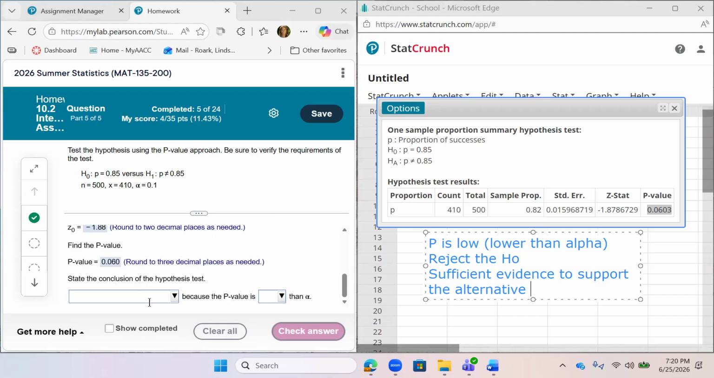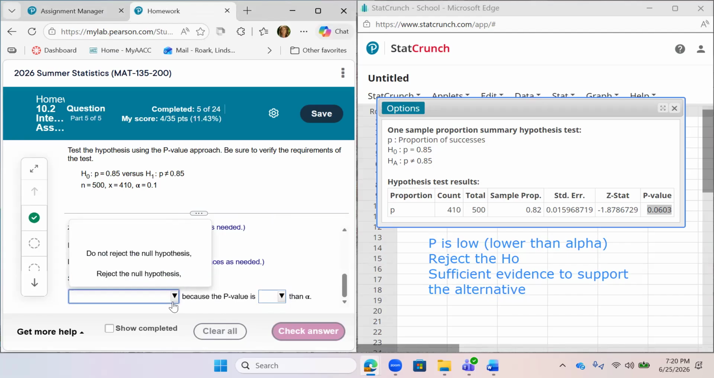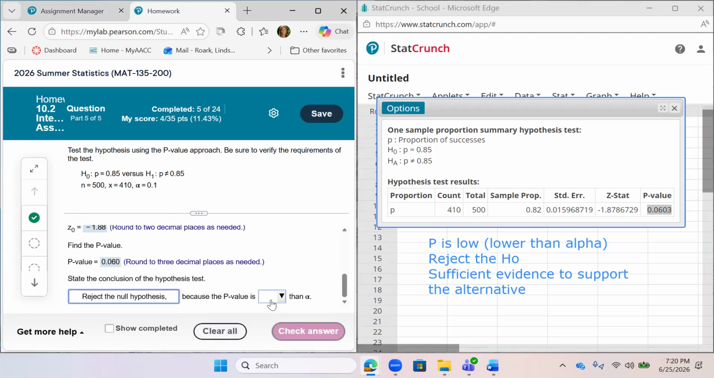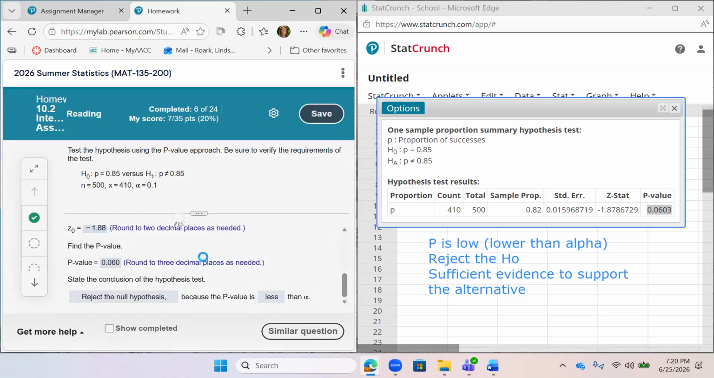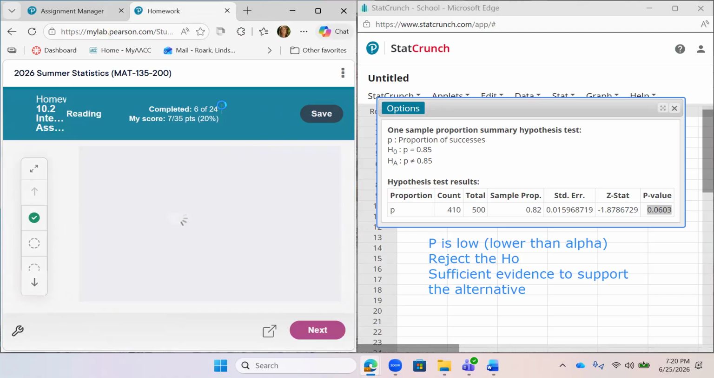So here they just go straight to the chase. Do you reject or fail to reject? We reject the H0 because the P-value is less than alpha. But bam, bam.